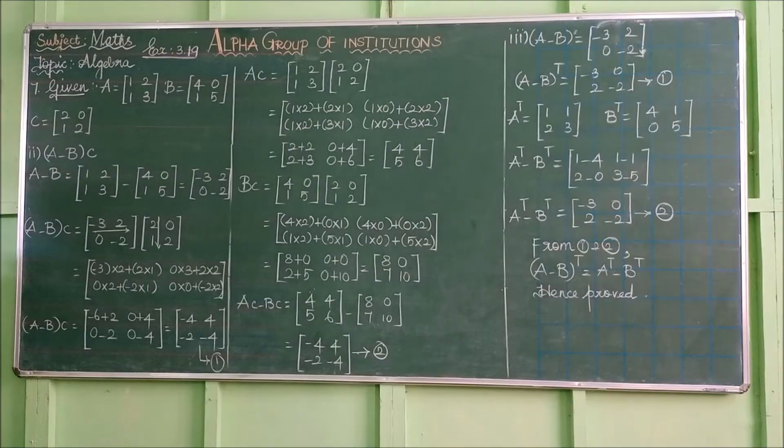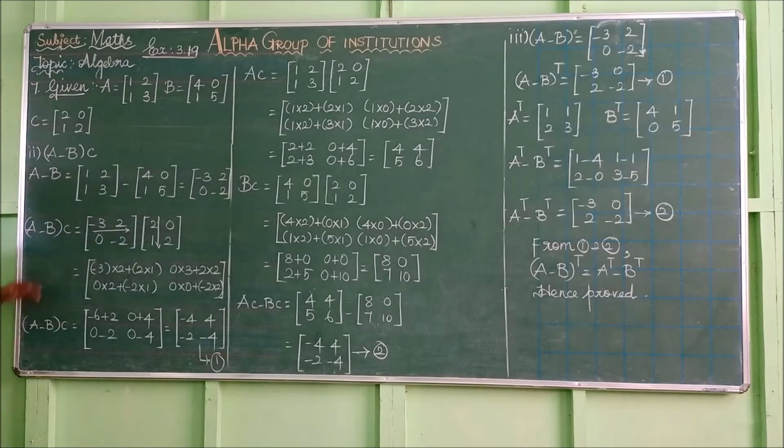Okay. Next, listen to the 7th problem. Our question is: let A be the matrix 1 2 1 3, B be the matrix 4 0 1 5, C be the matrix 2 0 1 2. Show that A into BC is equal to AB into C. Second subdivision: A minus B into C equals AC minus BC. And A minus B in the whole transpose is equal to A transpose minus B transpose.